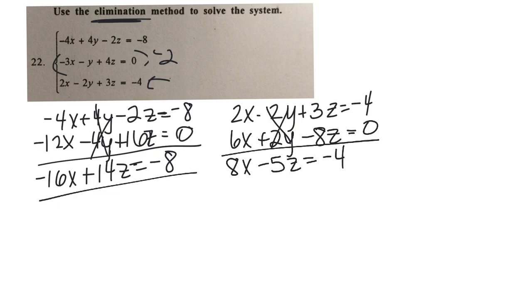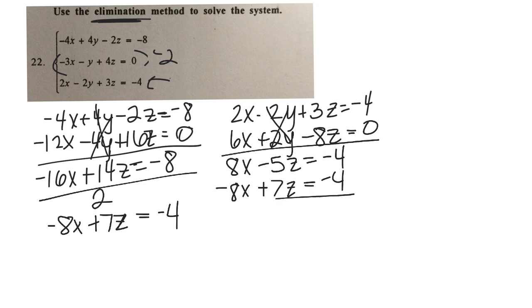Now these are all even over here, so I'm going to divide by 2 to make it a little bit easier for me. Smaller numbers, better for me. Plus 7z equals negative 4. And then we can just add that together now that we have an 8x and a negative 8x, plus 7z equals negative 4. And we get 2z equals negative 8. So z equals negative 4.